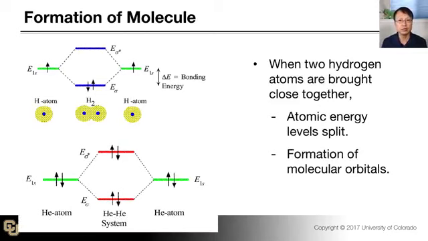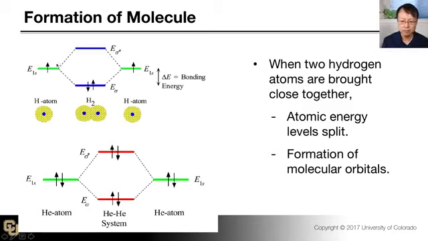If you bring two hydrogen atoms close together, then the electrons will begin to feel the presence of the other proton, and this interaction results in the splitting of energy levels. As shown here in this top left figure, the ground state energy level of the hydrogen atom here and the hydrogen atom here, when they are brought close together, will form two new energy levels, one with a lower energy and the other with a higher energy. The lower energy state is called the bonding energy level or bonding molecular orbital. The higher energy state is called the anti-bonding state or anti-bonding molecular orbital.